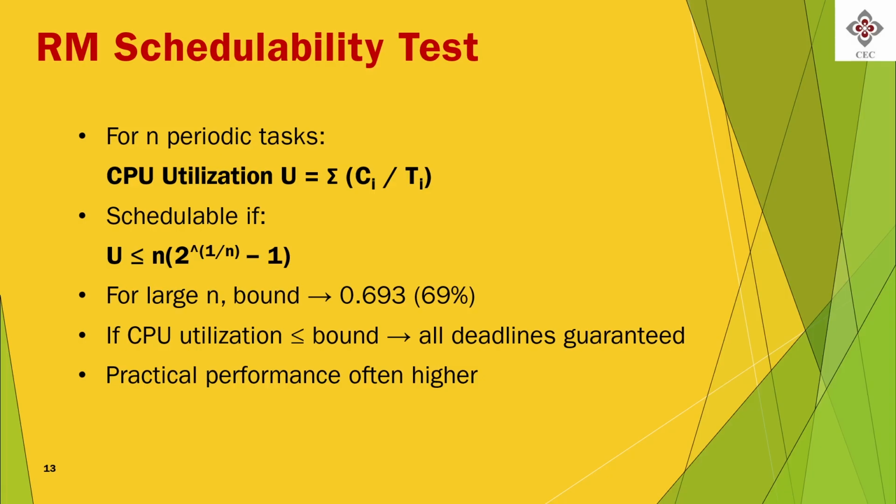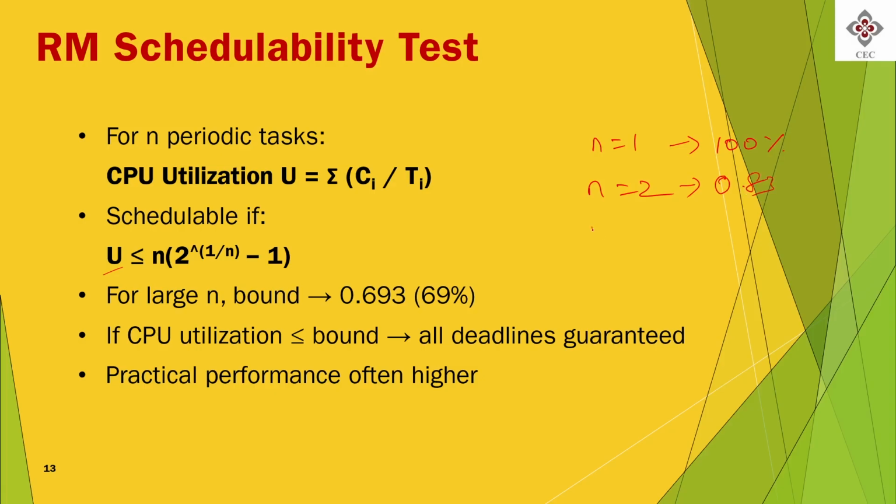For n periodic tasks, CPU utilization U is given as the capacity divided by the time period. The task can be scheduled if the upper bound value, that is, the utilization U is less than or equal to n times (2 power 1 by n minus 1). So, this is the condition to check whether it can be scheduled or not in the rate monotonic scheduling algorithm. For example, if n is equal to 1, the full system is going to be assigned, so it will be 100%.